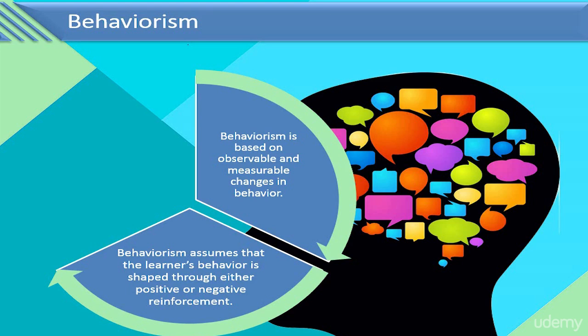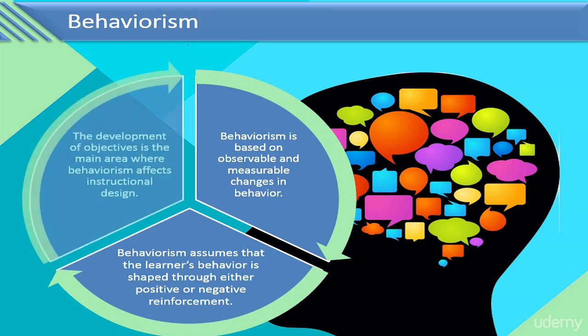So, what role does behaviorism play in instructional design? The development of objectives is the main area where behaviorism affects instructional design. According to behaviorists, objectives indicate whether learners mastered the knowledge presented in the course. In other words, if the learner mastered the objectives, then their behavior changed and learning took place.